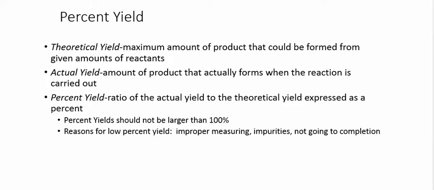There are three types of yields that can be determined from a chemical reaction. The theoretical yield is the maximum amount of product that could be formed. This is a calculation. The actual yield is the amount of product that actually forms when this is carried out in a laboratory situation, so you will be given the actual yield. And then the percent yield is a ratio of the actual to the theoretical yield expressed as a percent.